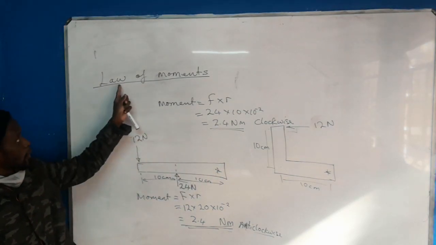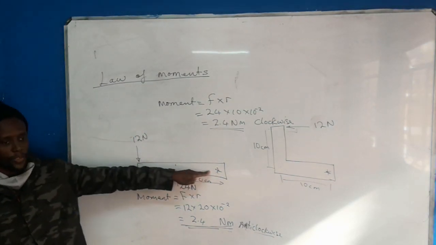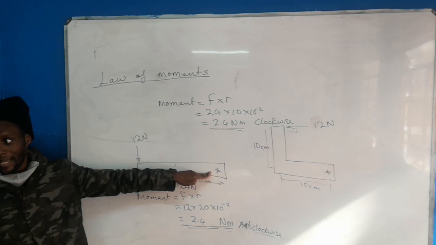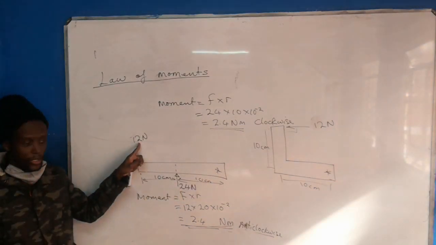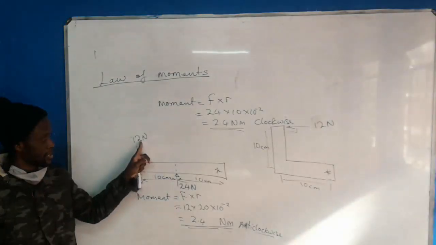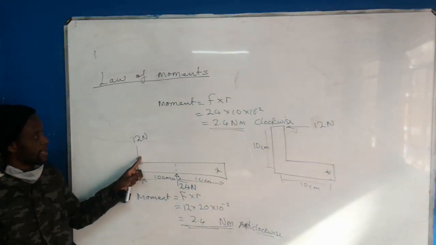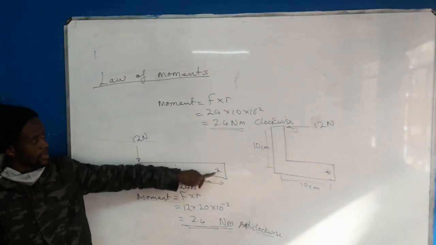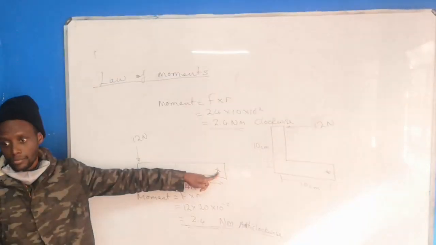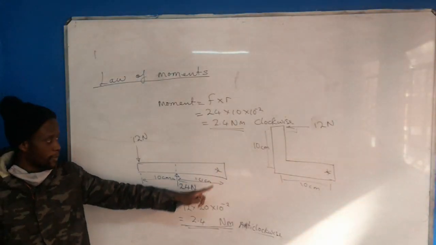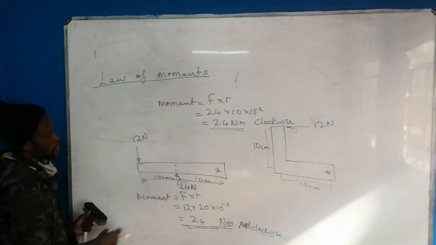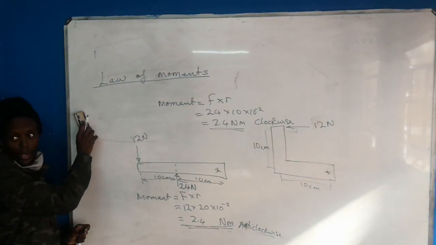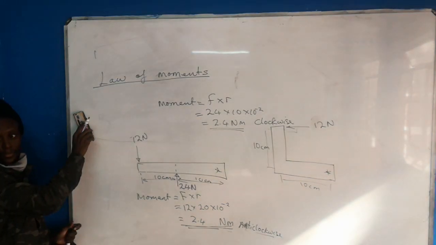Then what we have achieved is that this beam will not spin in any direction. It is now balanced. Even though the forces are different, this one is 24, the other one is 12, but they both are causing the turning effect to be equal. They both have the same magnitude of the turning effect. This beam will not go anywhere.